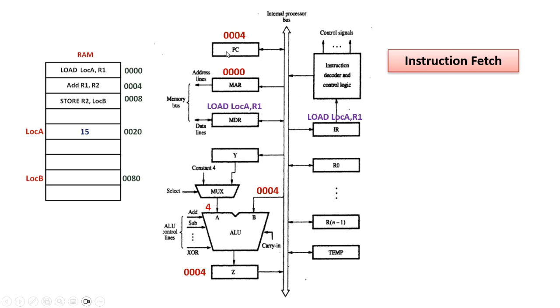Just recall the definition of the program counter. It is the special purpose register that contains the address of the next instruction. Let's assume the first instruction is executed successfully. Now the processor sees the content of the program counter.